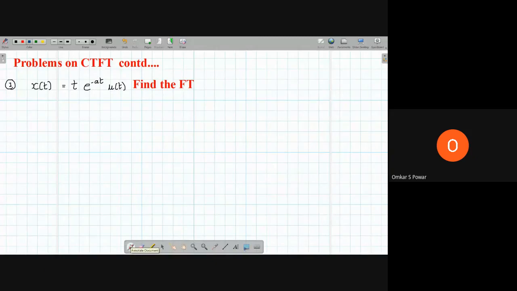Go to this discrete time Fourier transform. Okay, so the difference is here it is t, there it is n, and some modification in some formula. That's it. So let's start the problem for today.